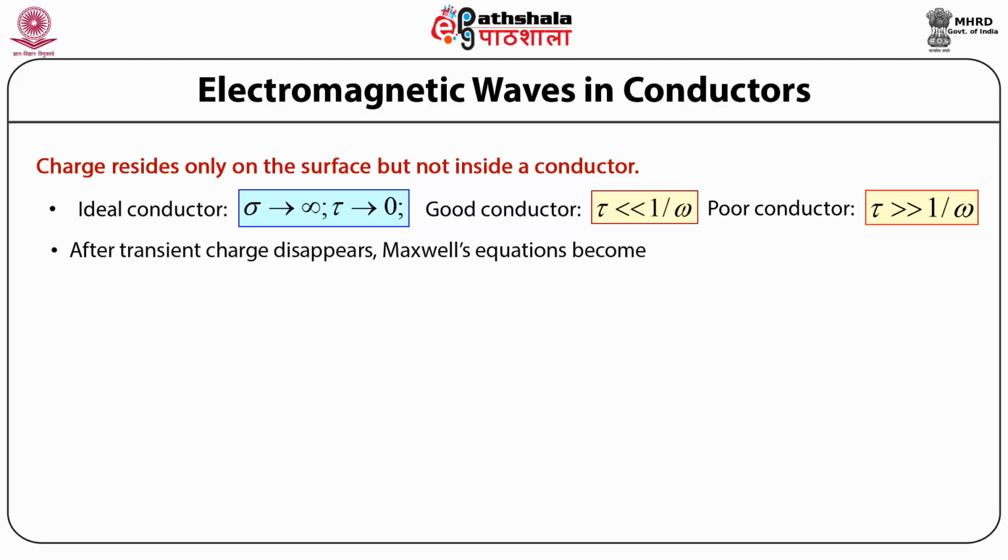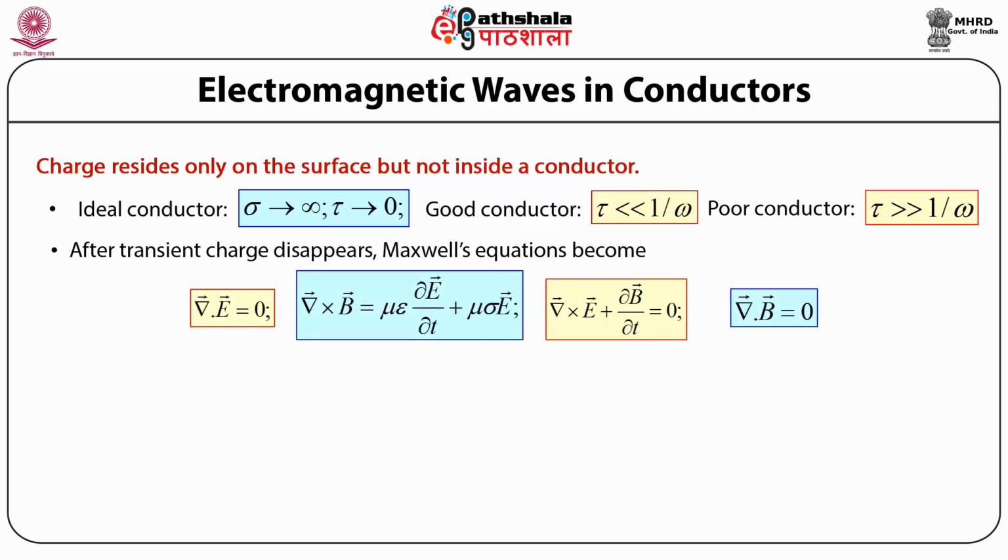So after transient charges disappear, Maxwell's equations inside a conductor take the form: first, ∇·E = 0. Second, ∇×B = με ∂E/∂t + μσE. Third, ∇×E + ∂B/∂t = 0. And fourth, ∇·B = 0. So these equations are the same as in a dielectric except for the last term in equation 2.